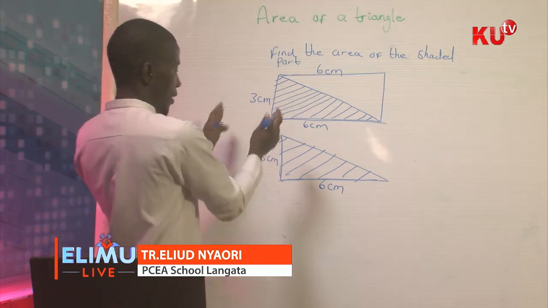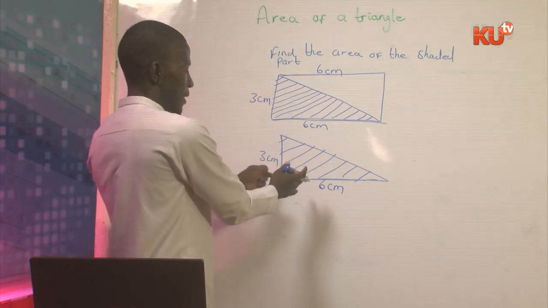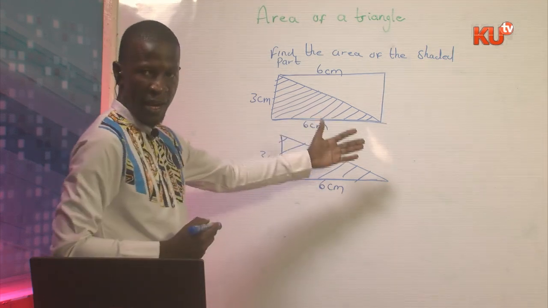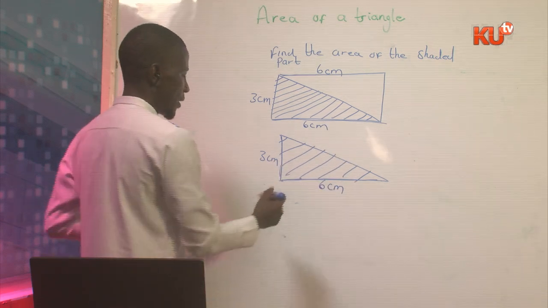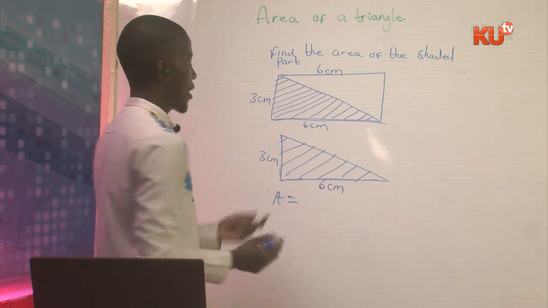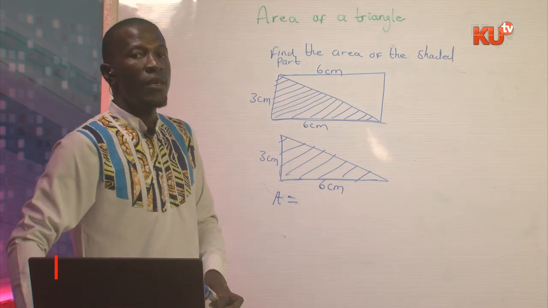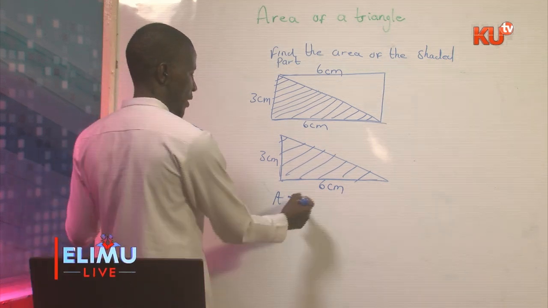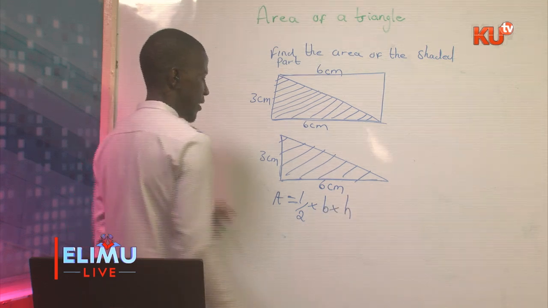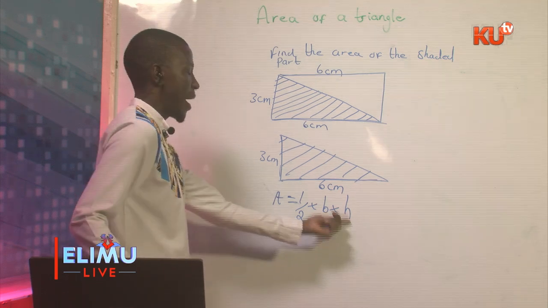So after splitting or separating it like that, now you go ahead. You have seen clearly it is in form of a triangle. So you go ahead and find the area. Anytime you are working out mathematics, you must start with the formula. How do we get the area of a triangle? Area of a triangle is a half times base times height. B represents base, H represents height.